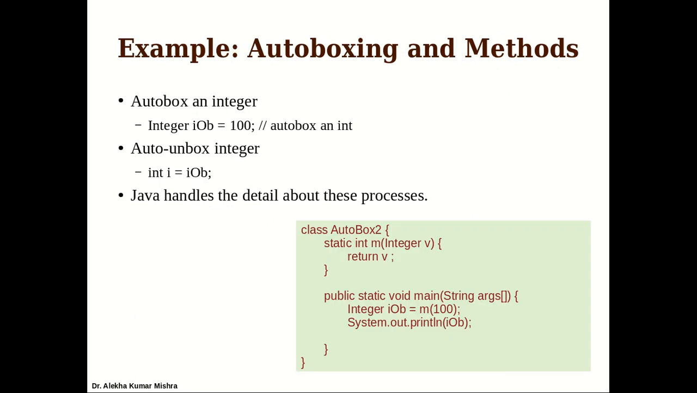So here is an example of auto boxing. First we are creating an object of the Integer wrapper: Integer iOb = 100. Now 100 is a constant of integer type. You can see that these are two different types. On the right hand side we have a primitive type, on the left hand side a wrapper type of integer type. So this 100 to an object of the Integer wrapper is done automatically. Java handles all these things. This is called boxing.